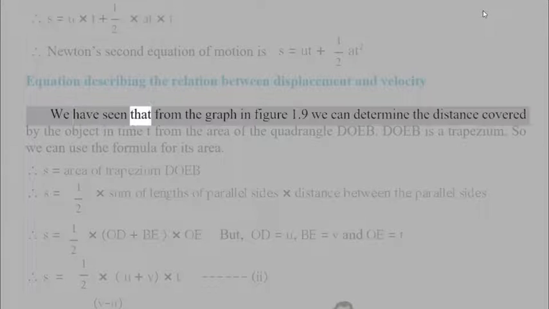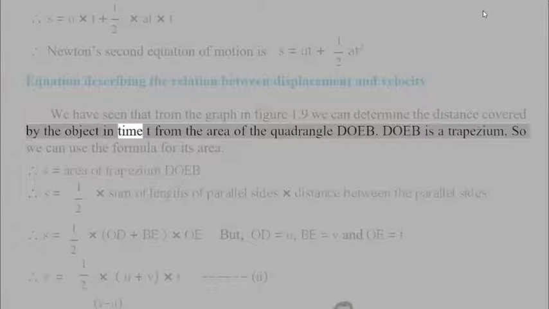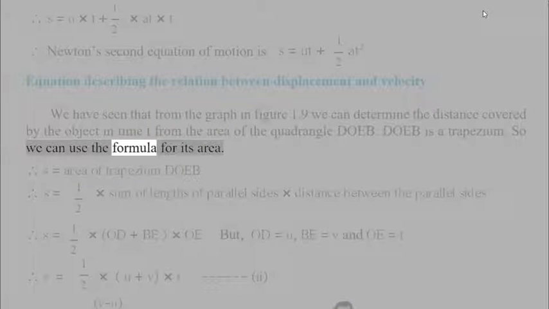We have seen that from the graph in figure 1.9 we can determine the distance covered by the object in time t from the area of the quadrangle DOEB. DOEB is a trapezium, so we can use the formula for its area.